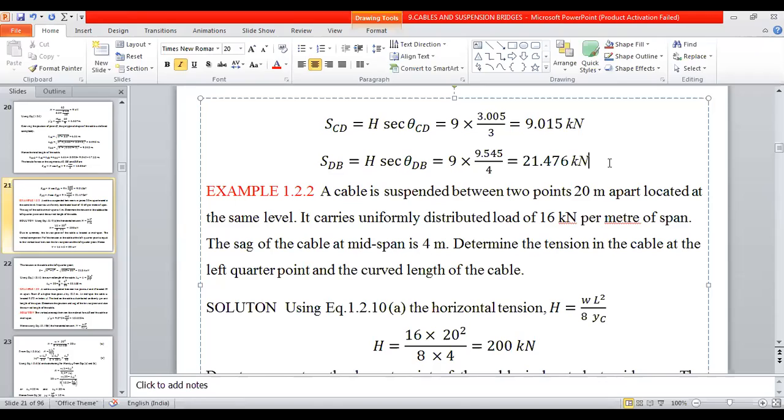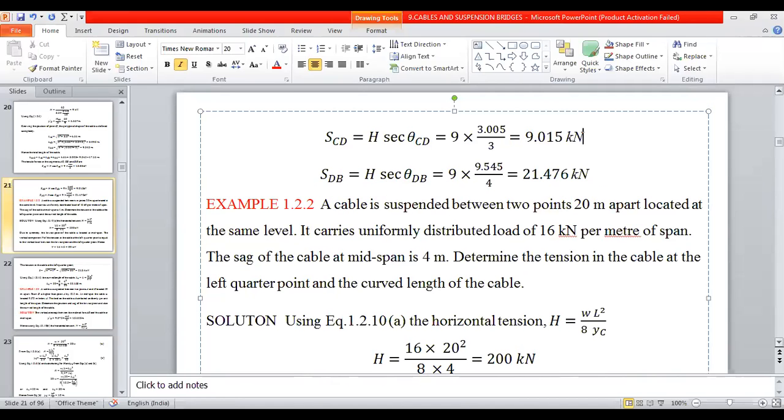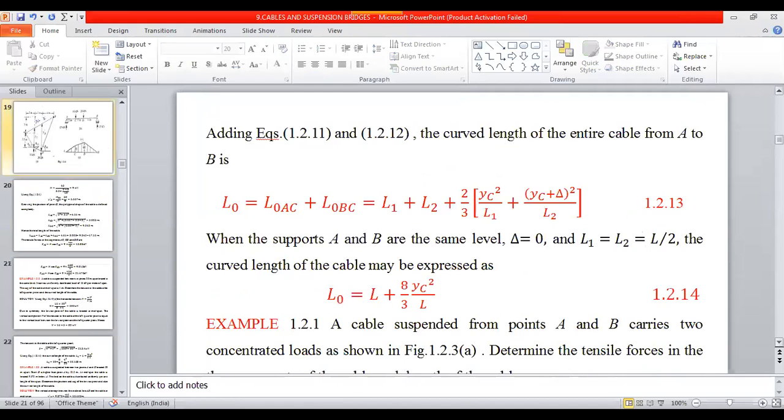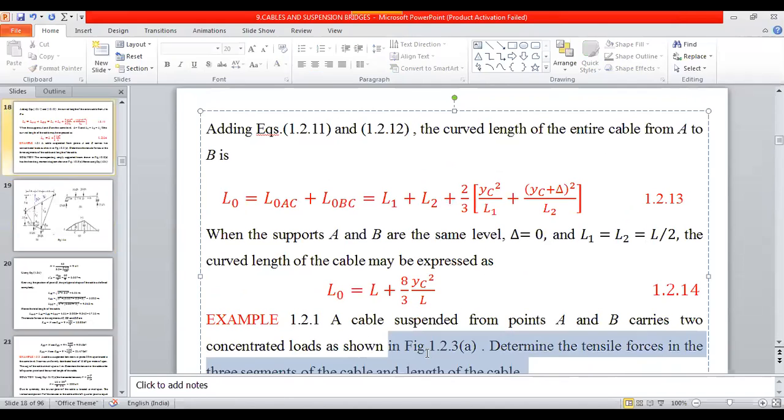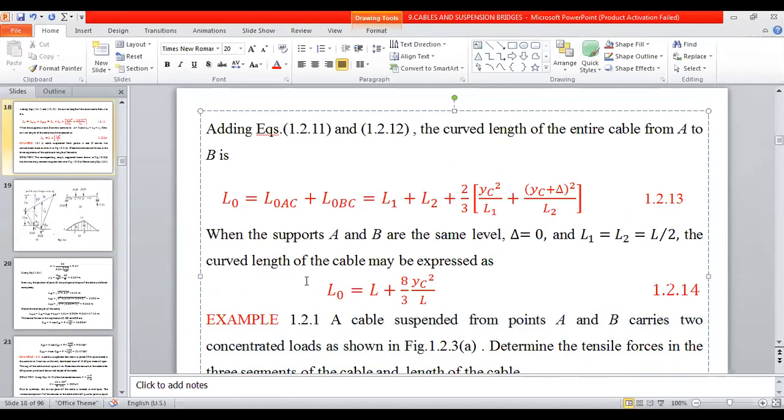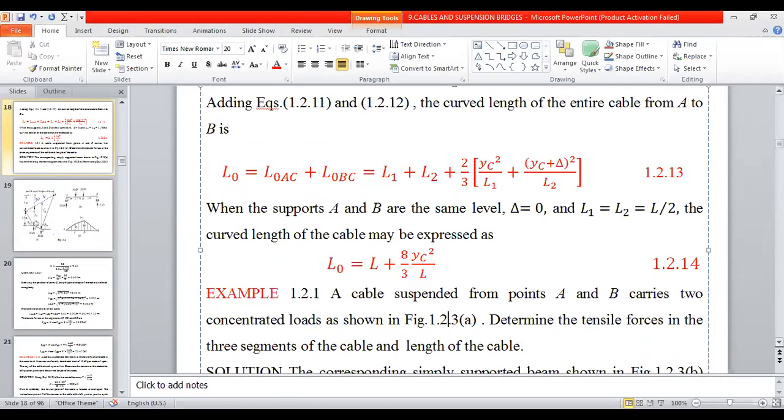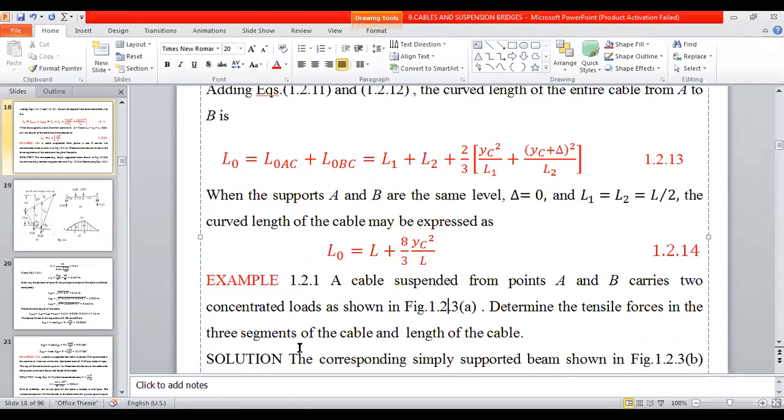Question pattern, sir? What question, sir? The question is the same one I put yesterday. Here, this one is the question. Nothing, they will give a cable, either in a drafting or in a figure like this. A cable is supported from points A and B, carries 2 concentrated loads as shown in the figure. Determine the tensile force in the 3 segments SAC, SCD, SDB and length of the cable. That's it.